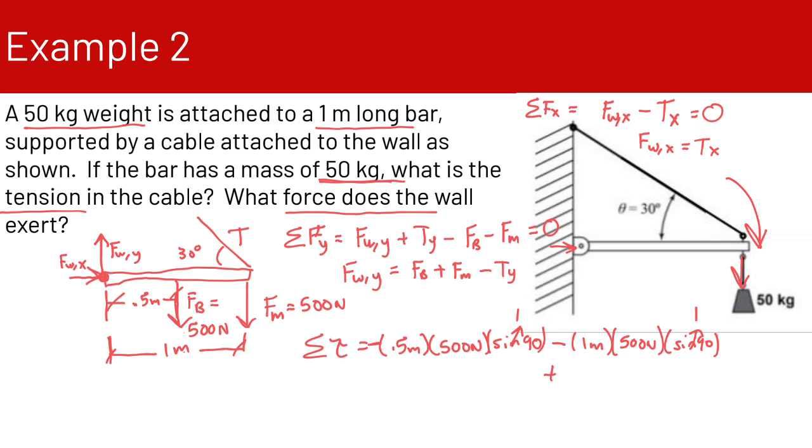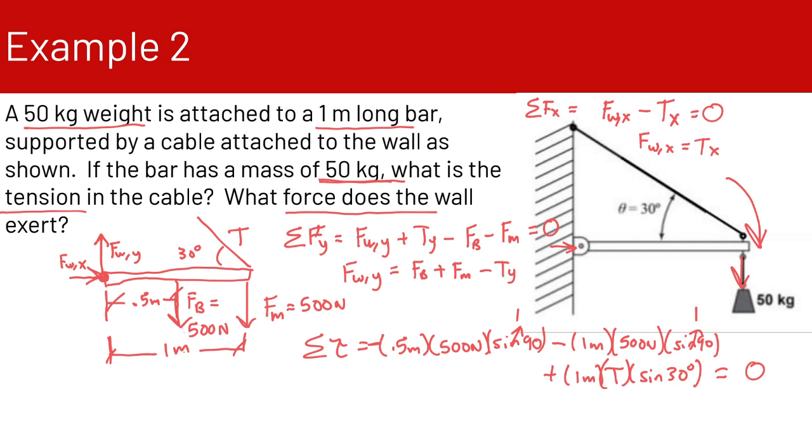The tension force is acting at 1 meter, and it is T. We don't know what the tension force is. It has a sine of 30 degrees, which is not 1. Okay, and all that equals 0.